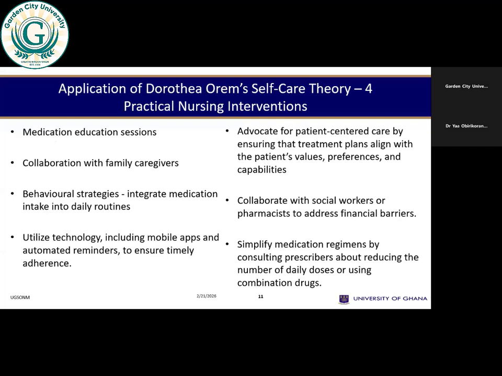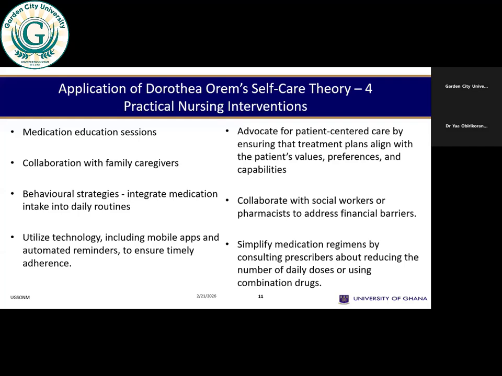So what are the practical steps that I took? I did my planning, and these were my interventions. Medication education sessions: I didn't just do one, I did a couple. I educated the family as well. I asked for someone who can help her with her medications. I had time to reassess the education, so there was teaching back and all of that.